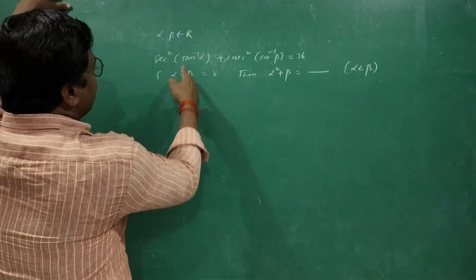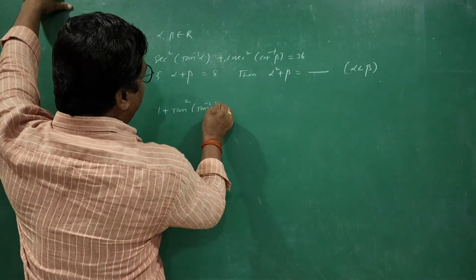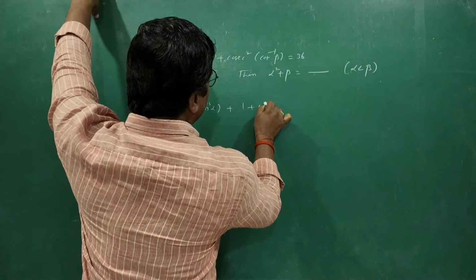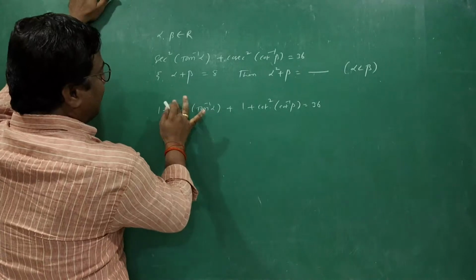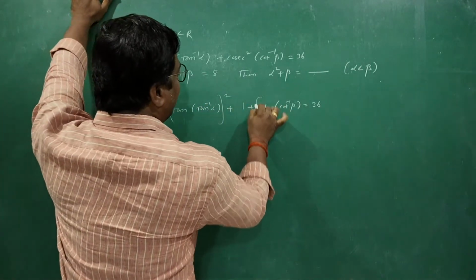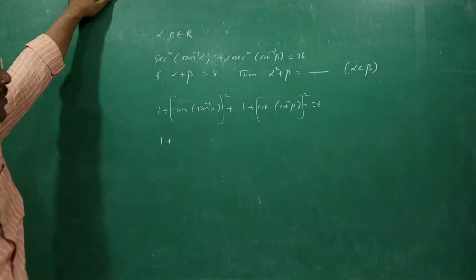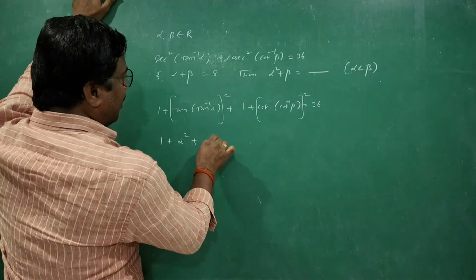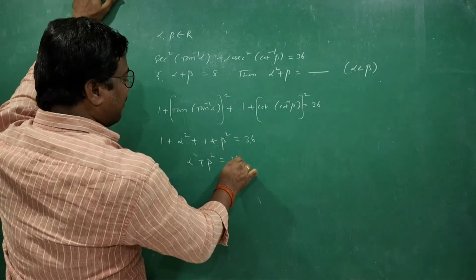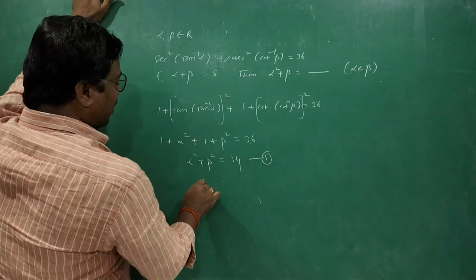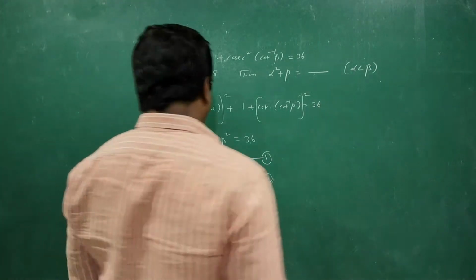See, secant square theta is written as 1 plus tan square theta. Cosecant square theta is written as 1 plus cot square theta. Here I am going to write the whole square. Okay. Now tan inverse of alpha gives alpha square, next it is beta square, 36. So you got alpha square plus beta square value 34. And already given in the question, alpha plus beta is 8. Now you need to find the value of alpha beta.